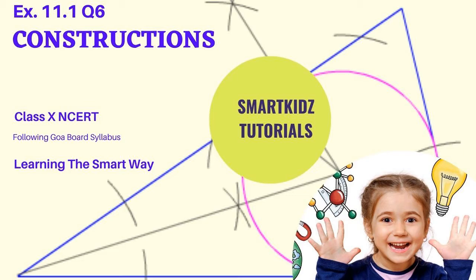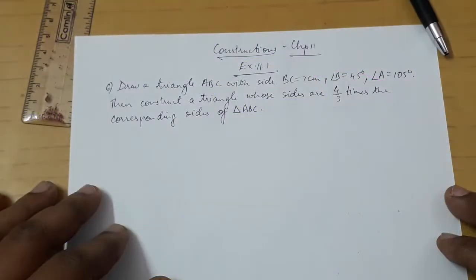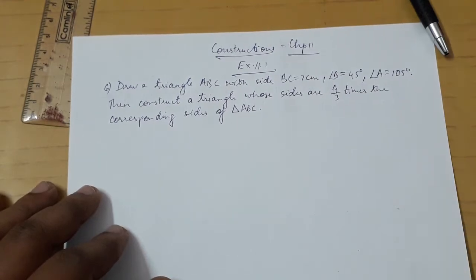In this video we'll be drawing a triangle from exercise 11.1, question number 6, which says draw a triangle ABC with side BC equal to 7 centimeters, angle B equal to 45 degrees, angle A equal to 105 degrees. Then construct a triangle whose sides are 4 by 3 times the corresponding sides of triangle ABC, which means we need to draw a bigger triangle.